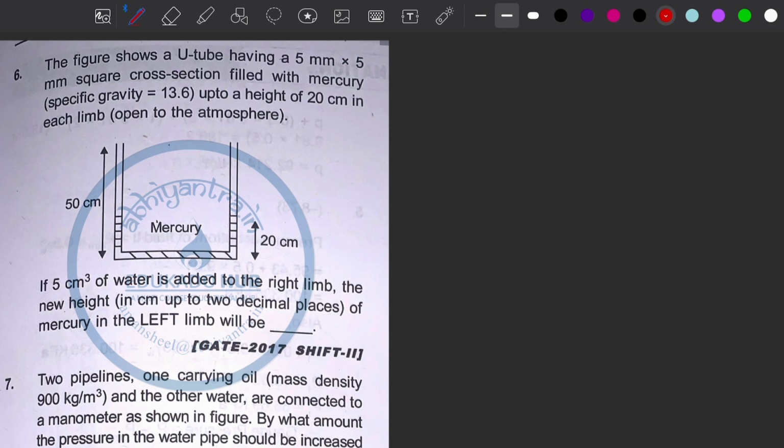Now let's calculate the next question, which is question number 6, from 2017, and the question says that the figure shows a U-tube having a 5 mm by 5 mm square cross section filled with mercury, specific gravity 13.6, up to a height of 20 centimeter in each limb. Now if 5 centimeter cube of water is added to the right limb, the new height of the mercury in the left limb will be. So now if they add some water here, this mercury will go down and rise here up to something. So that rise they are asking.